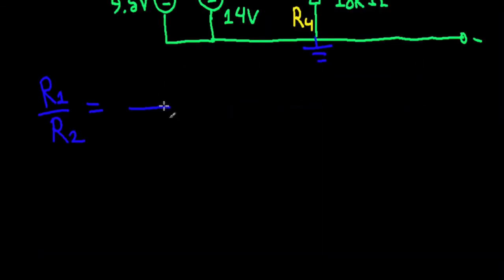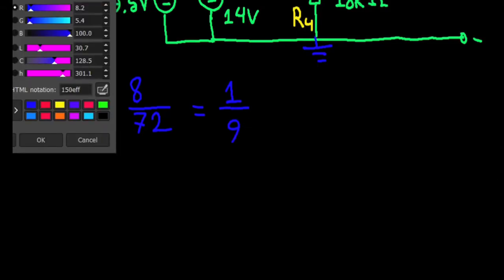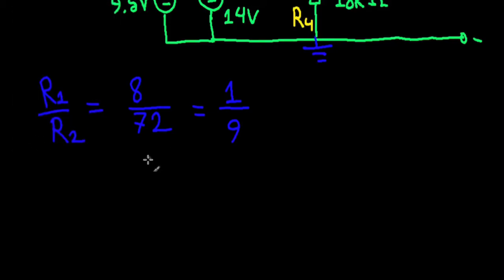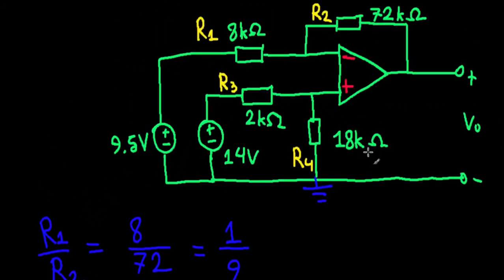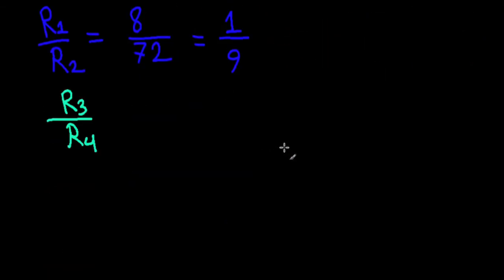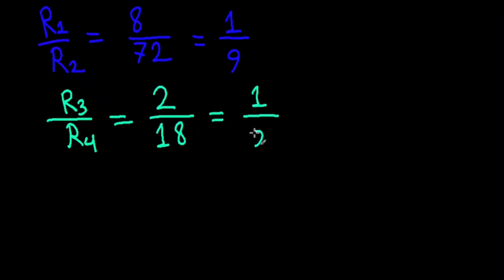So, 8 by 72, which is 1 by 9. All right. And what about R3 divided by R4? That is going to be equal to, let's see, R3 is 2 kilo ohms, R4 is 18 kilo ohms. So that's going to be equal to 2 by 18, which is the same as 1 by 9. So in fact, these two are equal. It does fulfill that condition that we talked about.